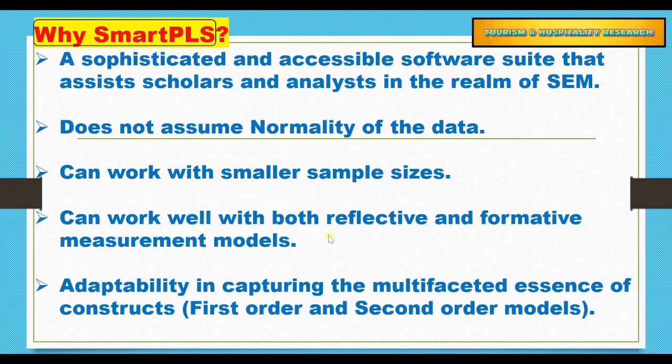So AMOS can only work with reflective kind of measurement models, but SmartPLS has an advantage over AMOS in that it can work with both reflective and formative measurement models. Adaptability in capturing the multifaceted essence of constructs. It can work well and quite conveniently with first order and second order models. We are going to discuss all of them in the subsequent videos. What is a first order model? What is a second order model? So we'll be seeing them along with practical examples.